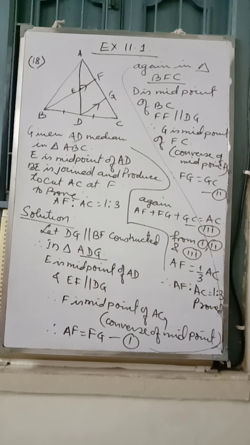Look at question number 20. Triangle ABC is an isosceles triangle with AB equal to AC. D, E, F are the midpoints of BC, AB and AC respectively. Prove that the line segment AD is perpendicular to EF and is bisected by it. Now, we'll just see this.